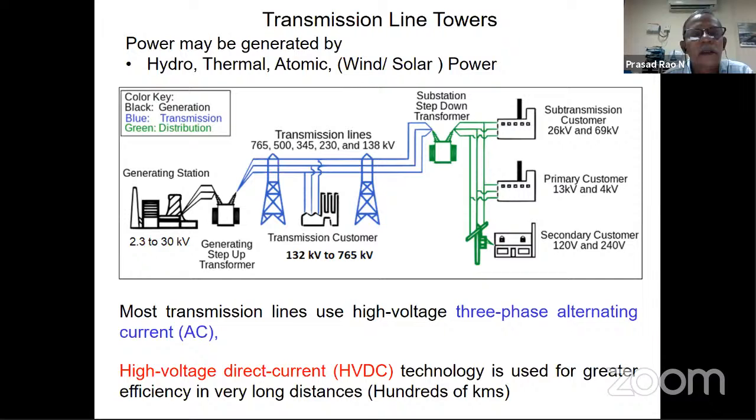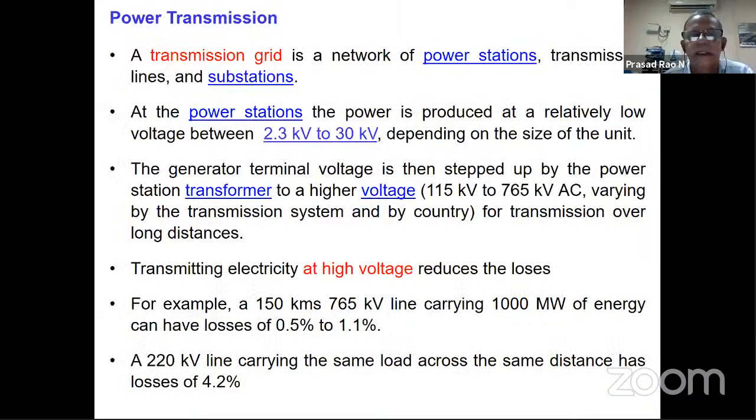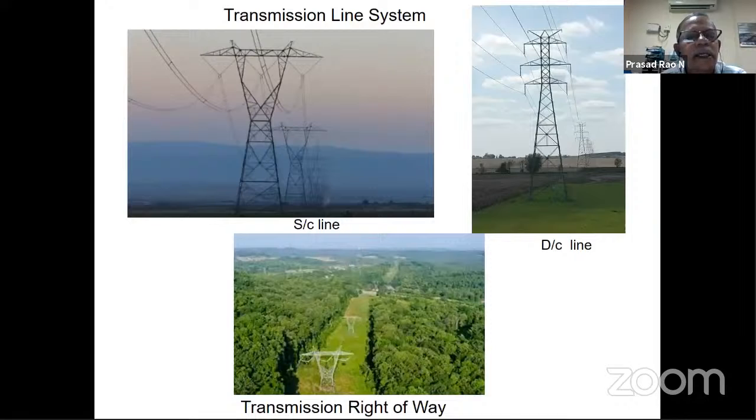So if you go for a higher voltage, your transmission losses will be less, and it will increase the efficiency. So this is a typical transmission line system. You can see on my left side at the top is a single circuit. One circuit consists of 3 conductors. If you see here, the conductor is supported by a somewhat V-shaped insulator string. So we have a V configuration.